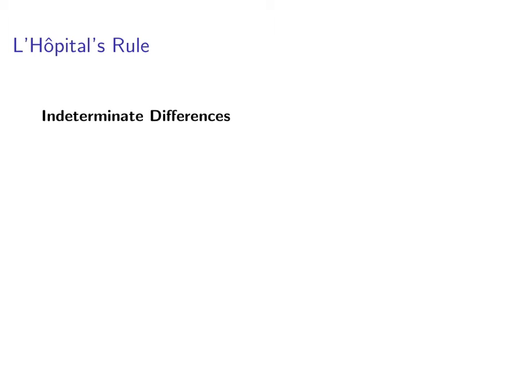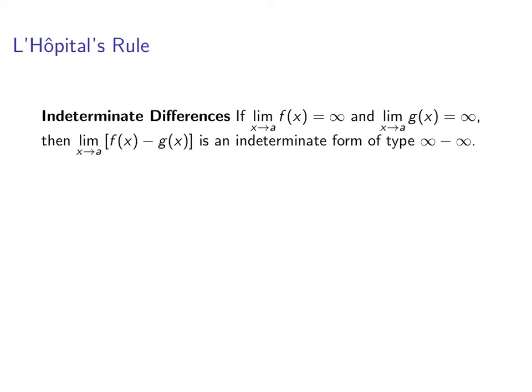Hello, calculus fans. Let's talk about a different type of indeterminate form, and that's an indeterminate difference. Let's say you have the limit of f of x is infinity and the limit of g of x is infinity. Then the limit of f of x minus g of x is an indeterminate form. It is of type infinity minus infinity. The idea is that they're both getting big, but we don't know which one is getting big faster.